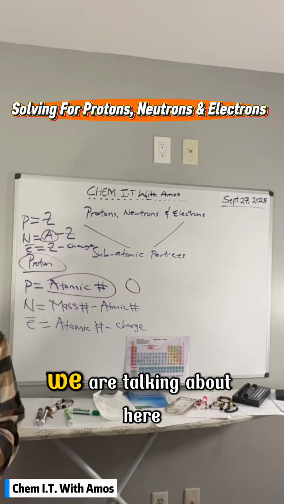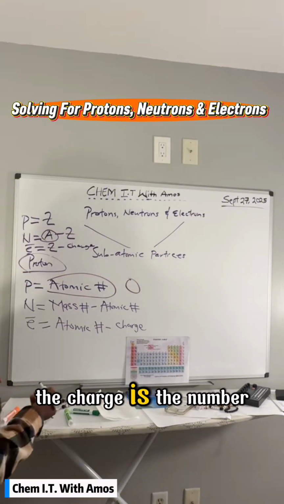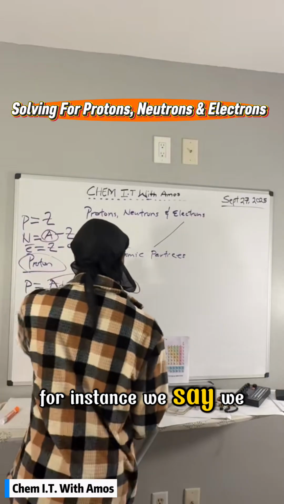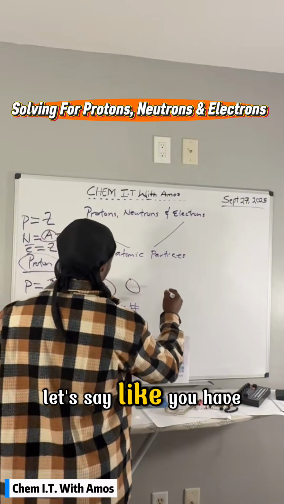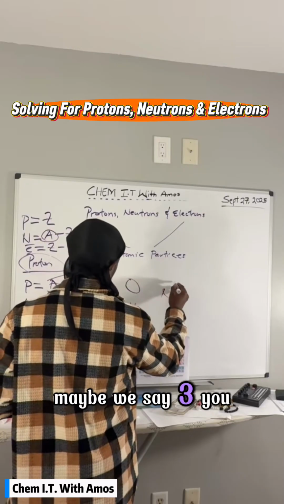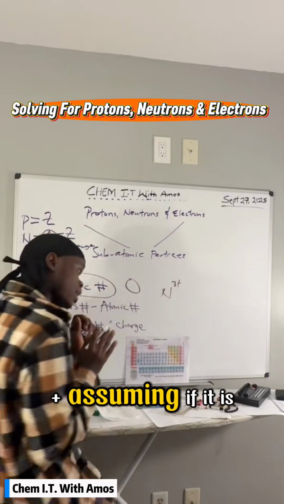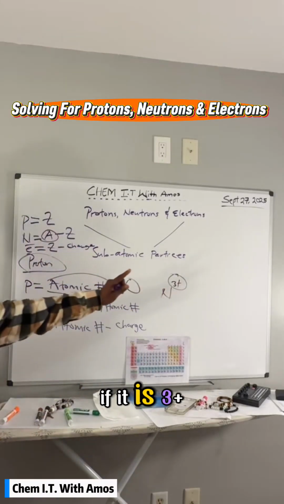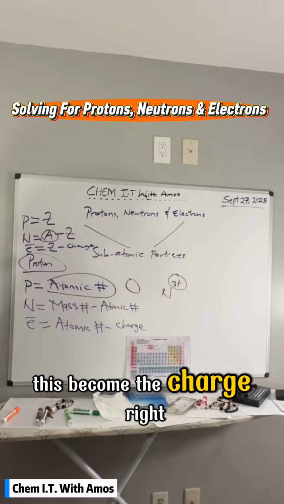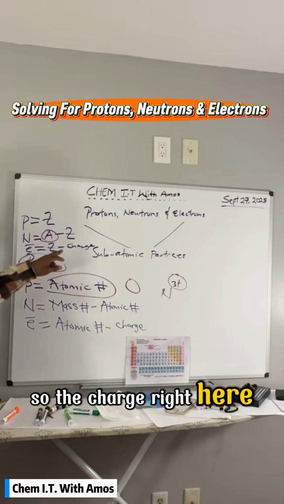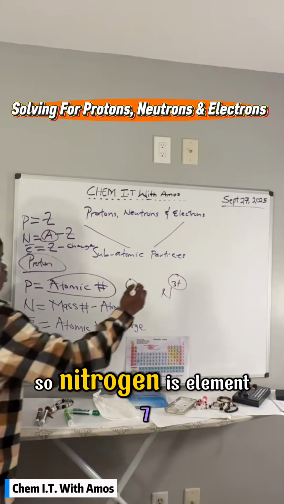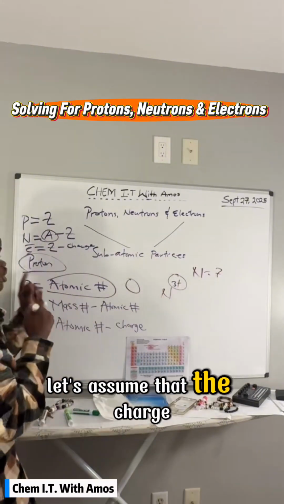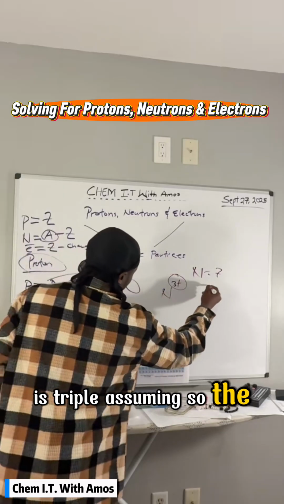What is the charge that we are talking about here? The charge is the number above the species or an element. For instance, let's say you have nitrogen with a charge of 3 plus. This becomes the charge right there. So nitrogen is element 7, and let's assume that the charge is 3 plus, so the charge is 3.